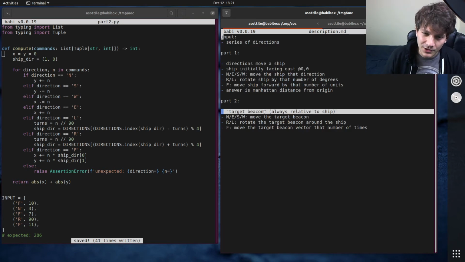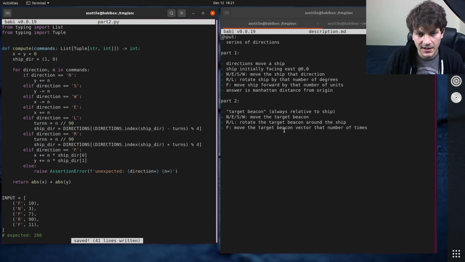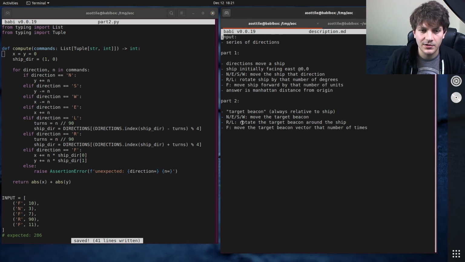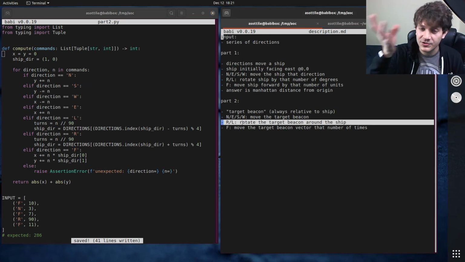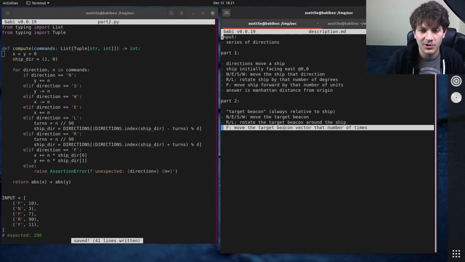Part 2 has a few different twists to this problem. Notably, now there is a target beacon, and that's what we're going to be moving with north, south, west, and east. And the R and L are going to rotate that target beacon around the ship, and then F is going to move the ship the number of units of that target beacon.